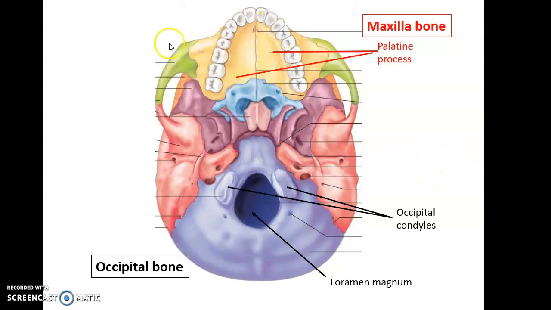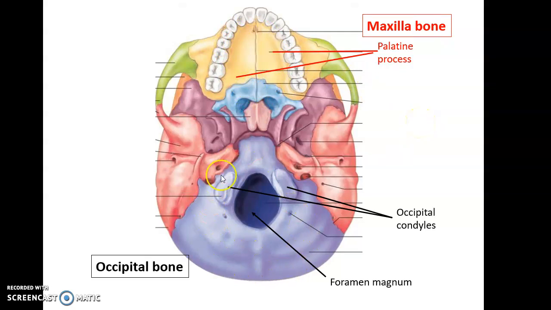Up here in yellow are the maxilla bones, the right and left maxilla bones, and they have a structure called the palatine process. The palatine process of the maxilla bone articulates with the palatine bone, and this is the hard palate. The maxilla and palatine bones make the hard palate, or roof of the oral cavity.